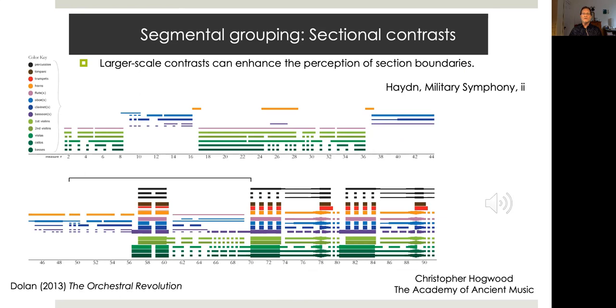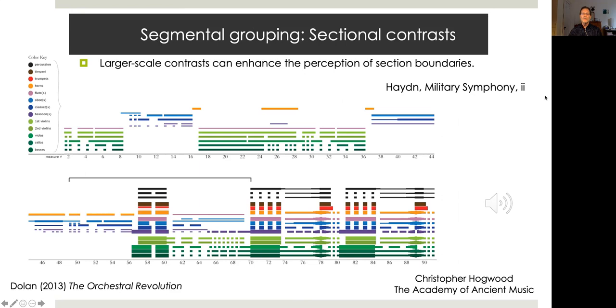Larger scale changes can be used to contrast sections, as in this Haydn piece presented in the orchestration graph format developed by Emily Dolan, now at Brown University, in her excellent book, The Orchestral Revolution. In this representation, the presence and relative dynamic of a given instrument are shown in the horizontal lines with different colors for different instrument sections. So you have basically strings on the bottom in greens, and then blues and purples are the winds. And then the yellows and reds are brass, and then you have percussion up top.